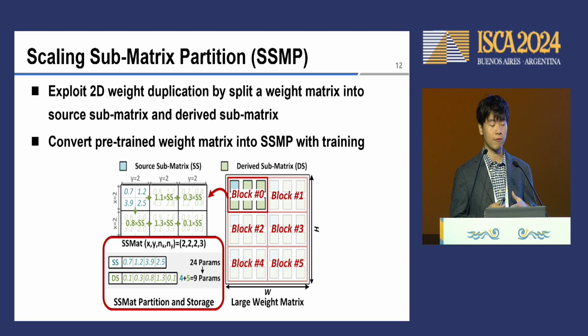And we use a tuple of 4 values, x, y, nx, ny, to express the configuration of SSMP. The x and y indicate the size of each source submatrix, and nx and ny indicate the number of derived submatrices along the horizontal and vertical axes. In this example, the tuple is 2, 2, 2, and 3. The tuple is closely related to the memory and computation savings and the trade-off with model accuracy. Also, we use fine-tuning to turn the existing model into SSMP. For more details, please refer to our paper.